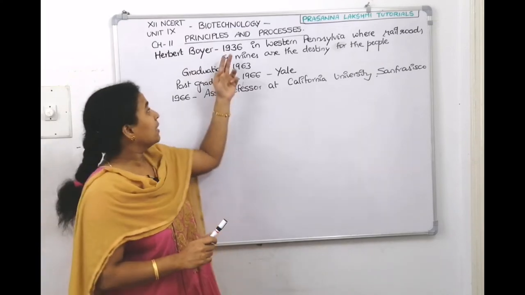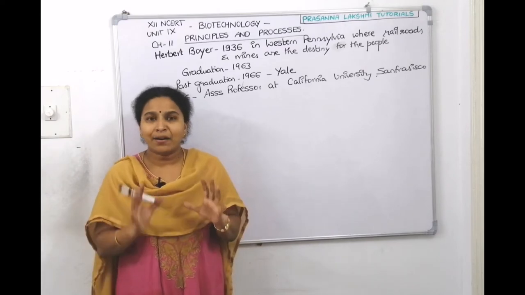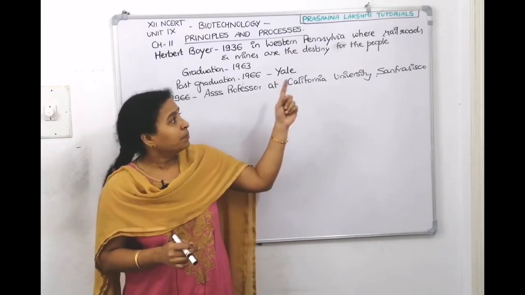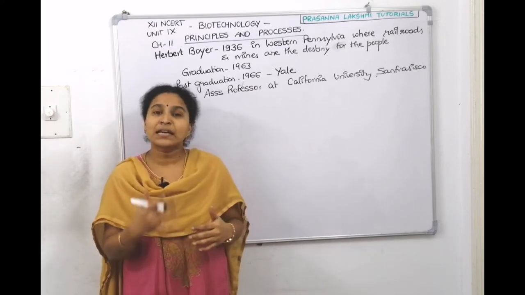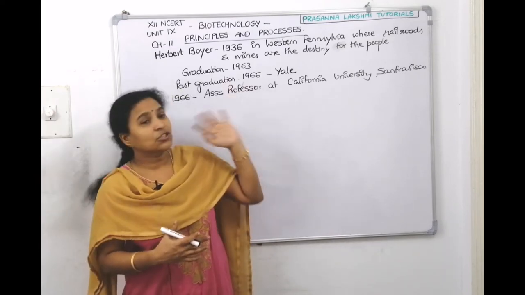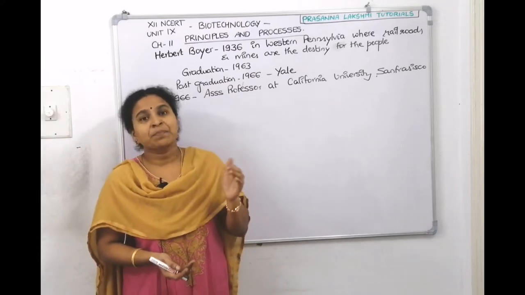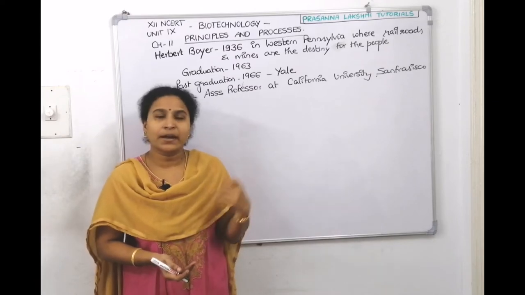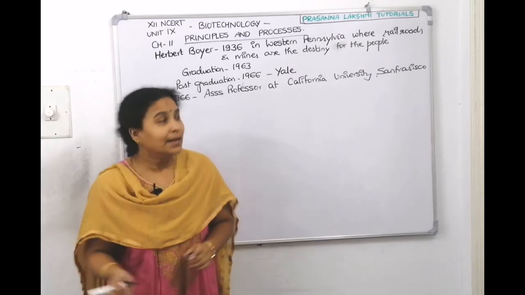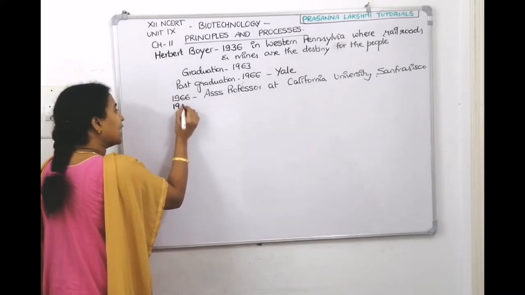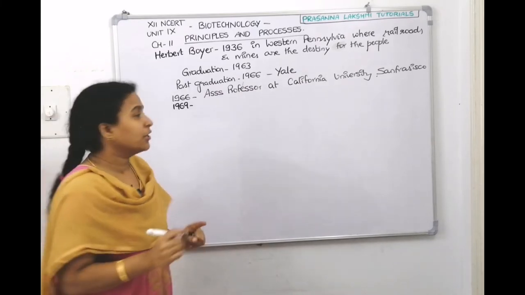He was born in 1936 in Western Pennsylvania, where most of the people are workers working on railroads and mines. From such a background, he came out. He completed his graduation in 63 and his post-graduation in 66. In the same year, 66, he joined as an assistant professor in California University, San Francisco. And then, in 69, he started working on a couple of restriction enzymes.